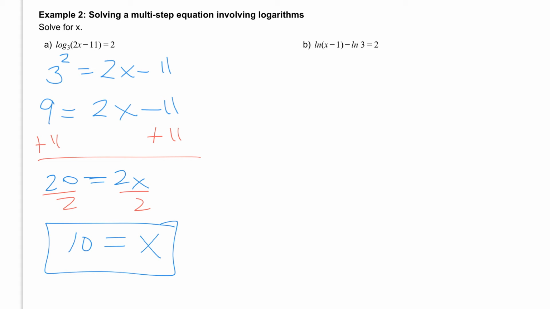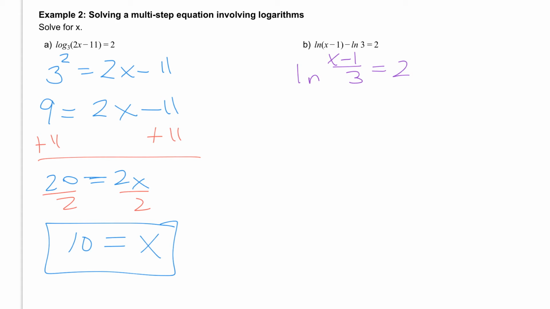Then if we take a look at letter B, we have the natural log of x minus 1 minus the natural log of 3 equal to 2. We have two logs on the left-hand side, but they both have the same base. They both have a base of e. So we can use our properties here to help us out. Since we're subtracting these two logs, we can take and combine them together as a division problem. So we're going to take the natural log of x minus 1 over 3 and set it equal to 2.